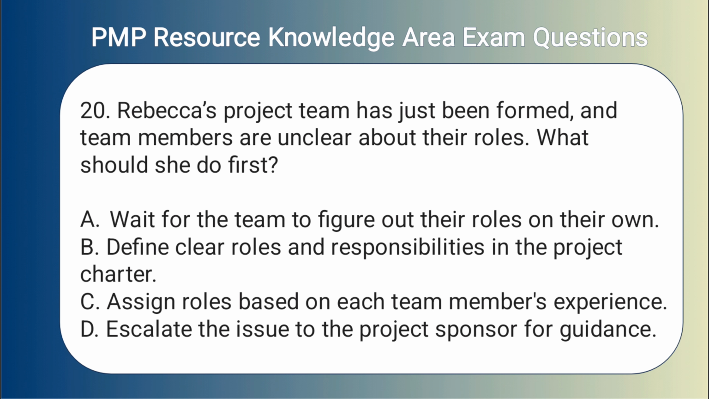20. Rebecca's project team has just been formed and team members are unclear about their roles. What should she do first? A. Wait for the team to figure out their roles on their own. B. Define clear roles and responsibilities in the project charter. C. Assign roles based on each team member's experience. D. Escalate the issue to the project sponsor for guidance.